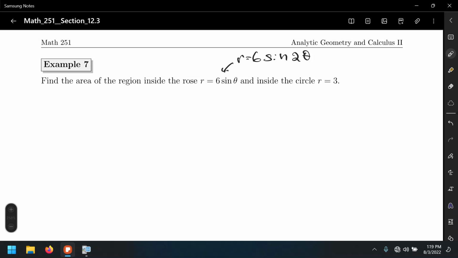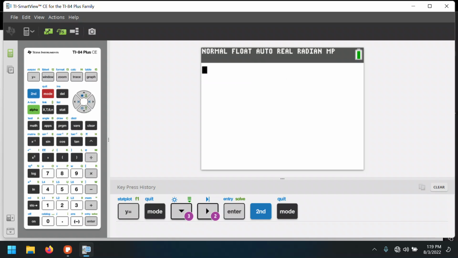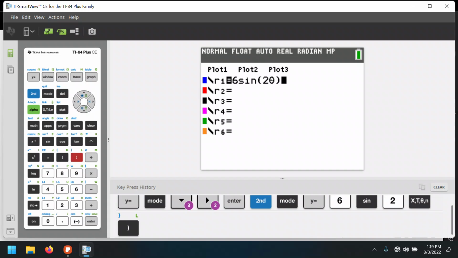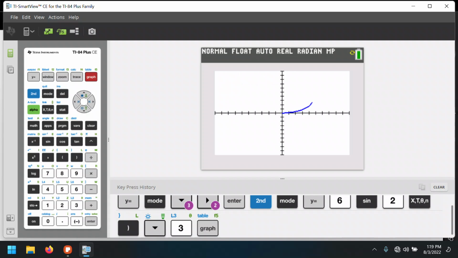So let's go to our graphing calculator. Make sure you are in polar mode, and type the two equations. That's 6 sin(2θ), close parentheses, and in your y2 there's the circle of radius 3, r equals simply 3. Alright, so let's graph, and we're going to see this. It's a rose with 4 leaves.